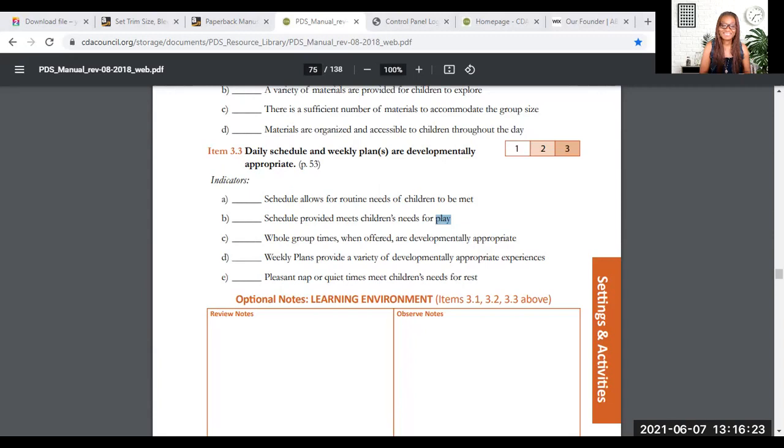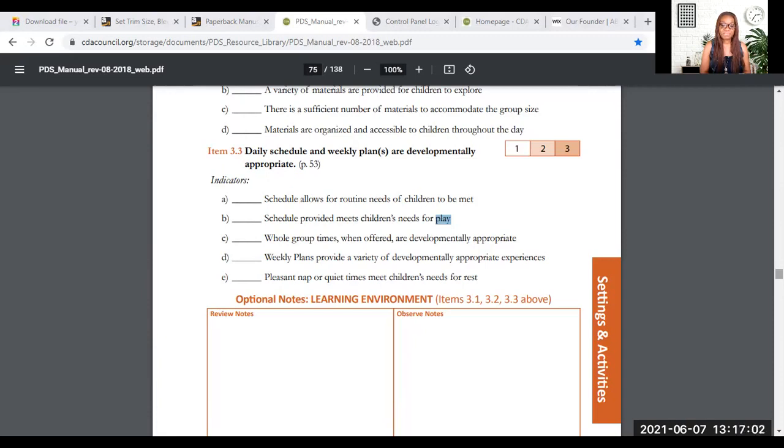Any more questions? Not right now. Okay, that's fine. Like I said, anything that your PDS cannot see, that's where your review, not interview, but your review, is going to come into play in your portfolio. A lot of stuff we can see in there, but then there's some stuff that we just can't map out. Please make sure your daily schedule and your weekly lesson plans are posted and that they're developmentally appropriate, and that your schedule allows for children's different needs to be met at different times.